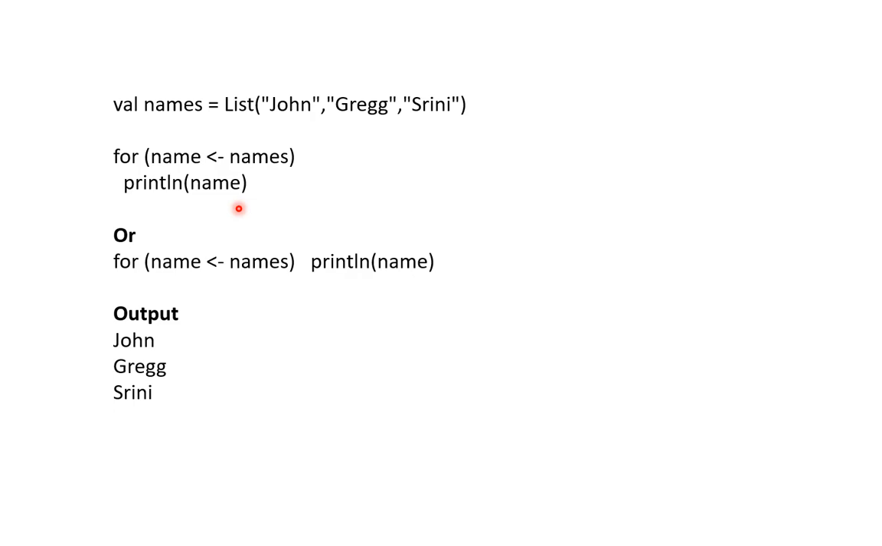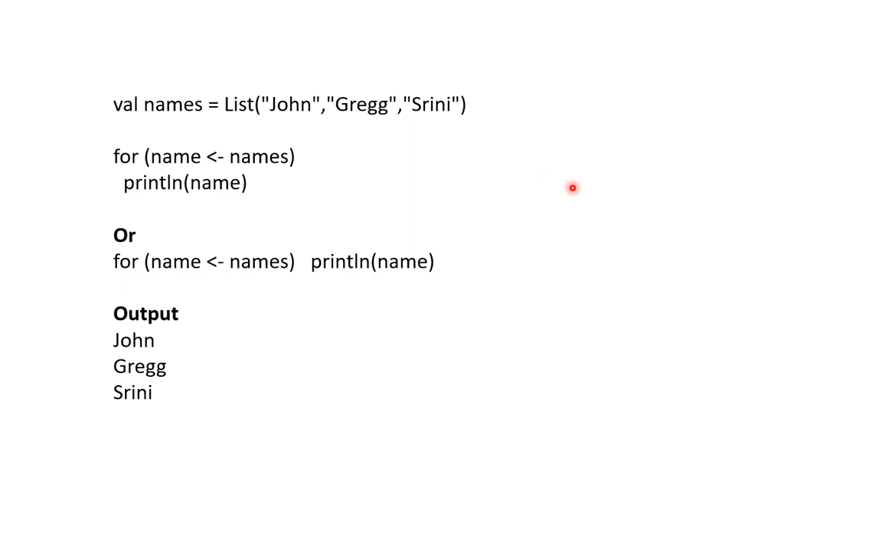Hello guys, in this video I'm going to talk about Scala for loops, which are similar to Java for loops. I'm going to talk about how to do a simple for loop, starting with the simple for loop, to how we can add a condition in the for loop, how we can iterate over a map, how we can do nested for loops.